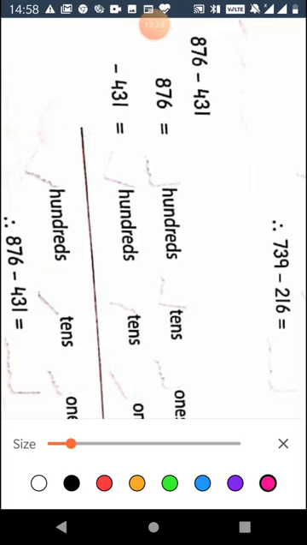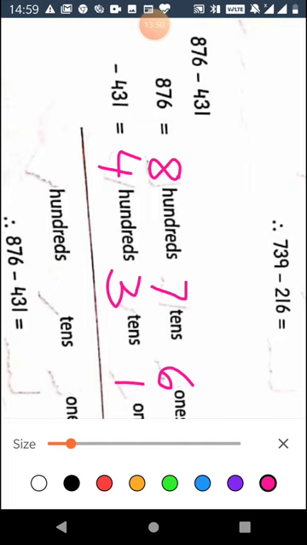876 minus 431. So first we will write the numbers in expanded form. So 876 means 8 hundreds, 7 tens and 6 ones. And 431 means 4 hundreds, 3 tens, 1 one. So 6 ones minus 1 one. We will subtract the ones, then tens and then hundreds. So 6 minus 1 is equal to 5 ones. 7 tens minus 3 tens is equal to 4 tens and 8 hundreds minus 4 hundreds is equal to 4 hundreds. So therefore 876 minus 431 is equal to 445. Clear?